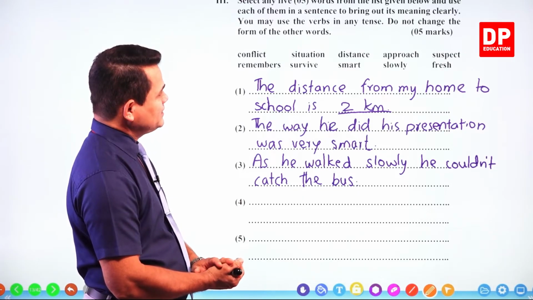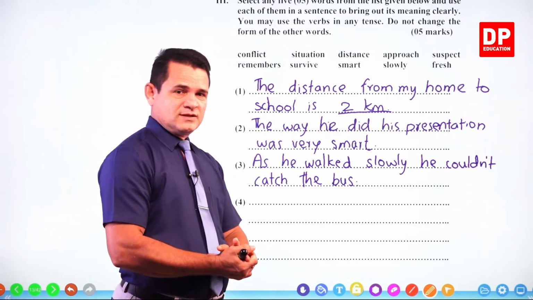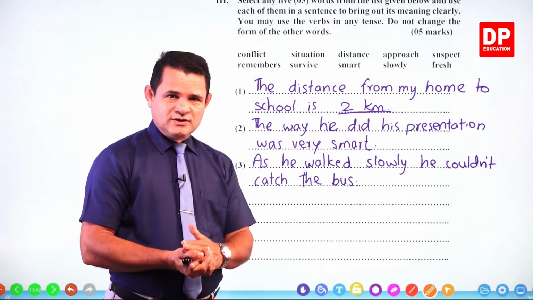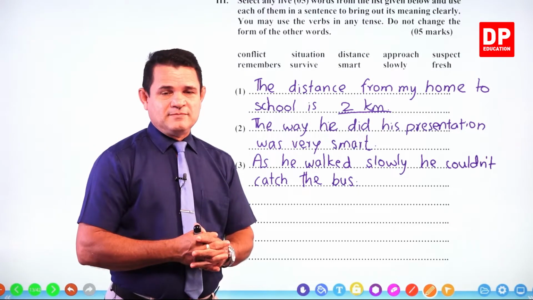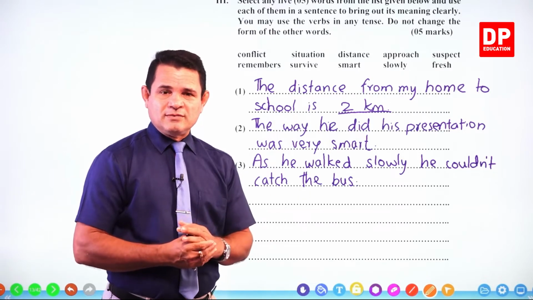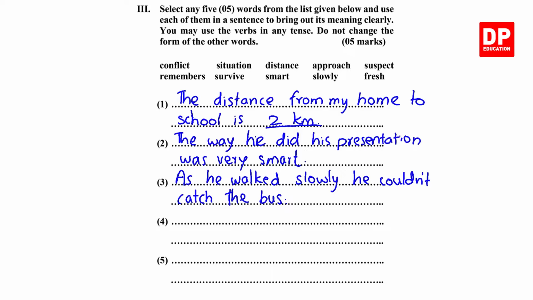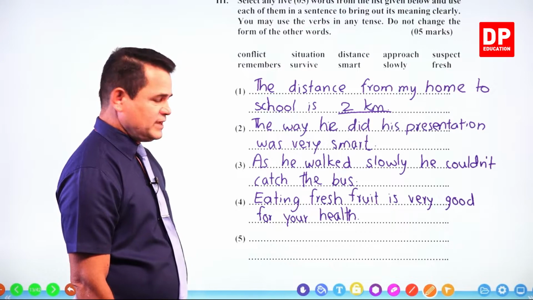Thawat you can write another two. What are they? Now fresh adjective. Adjective yawa kohomada kiyanne? So eating fresh fruit. Now palaturu kama is very good for your health. Obe saukhyata ithamath hondai. Api ekalim balanna. Eating fresh fruit. Then fruit is the noun, fresh, adjective. Very good for your health. Eating fresh fruit is very good for your health.